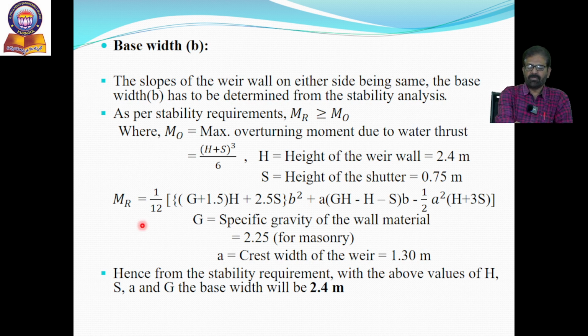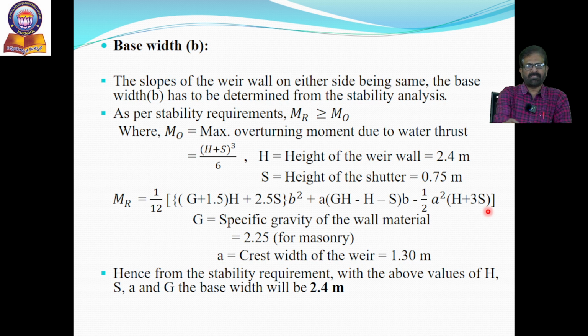So if we observe this formula or equation, resisting moment is given by 1 by 12 into G plus 1.5 multiplied with H plus 2.5 into S, whole multiplied with B square. Similarly, plus A into GH minus H into S into B minus half into A square into H plus 3S.